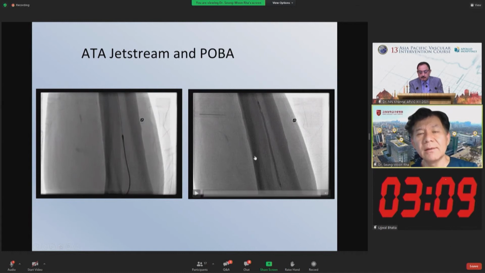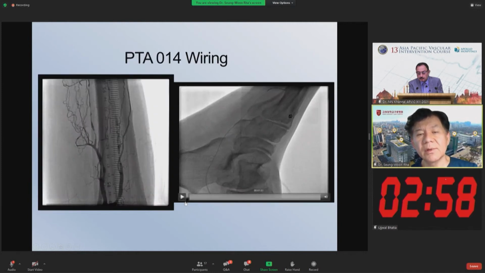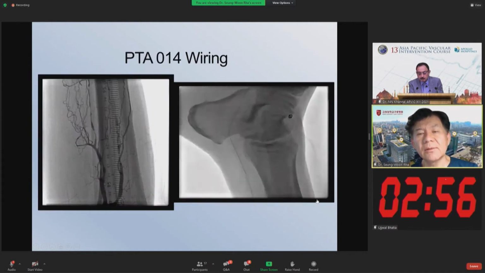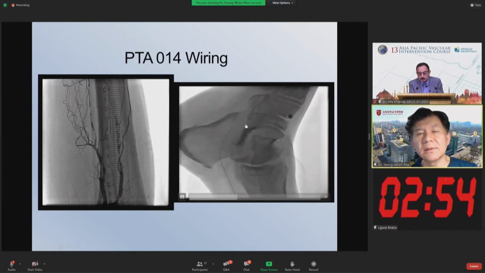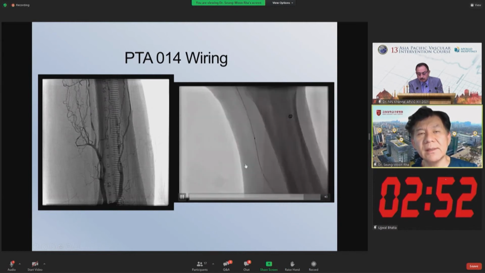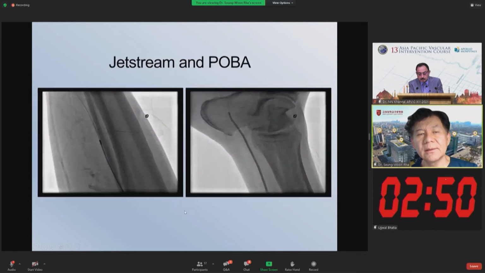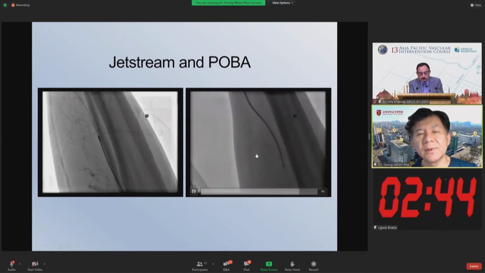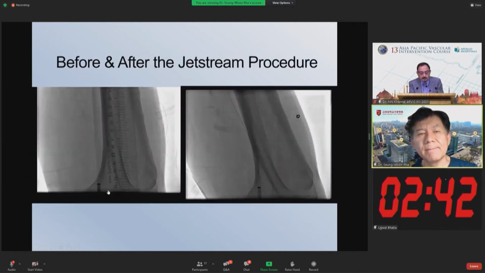However, for a less calcified area but longer lesion, you can do the debulking by the Jetstream and additional balloon angioplasty. Then this can work nicely. This can go down just above the ankle level, 14 wiring, then further Jetstreaming like this, and the prolonged balloon inflation up to below ankle.